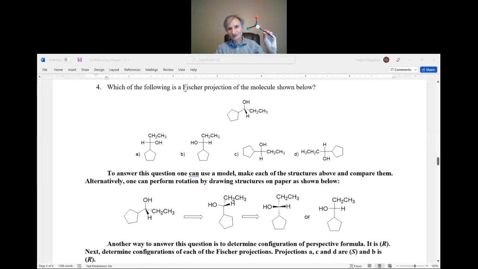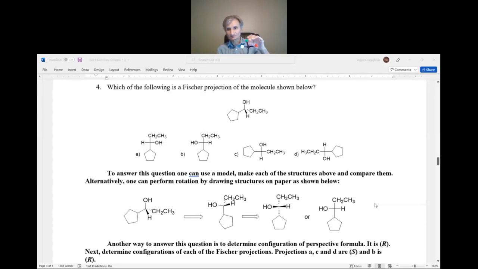Again, you can just use this formula and manipulate it as I have shown here, or in one of those videos that I put on YouTube. And so now you look at which of these formulas, you know that it's bow tie projection or bow tie convention. So horizontal bonds, and this is OH and H in case of A. Horizontal bonds have to project towards you. And then you look at the other two, and you can see that actually H and OH are flipped, or if you get the H and OH correctly, then ethyl and cyclopentyl are flipped. So A is not correct.